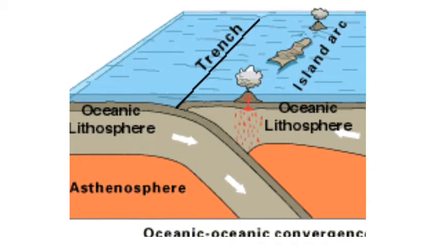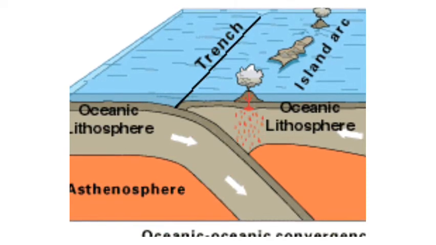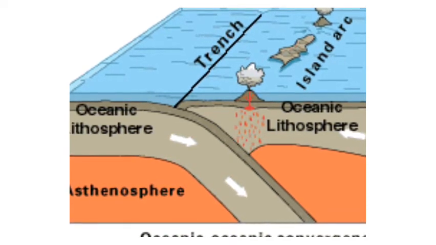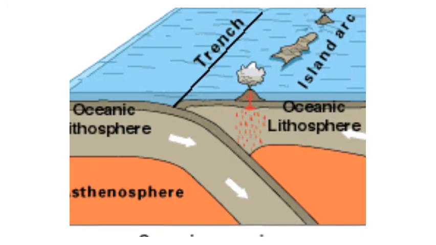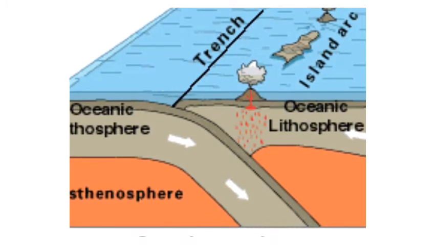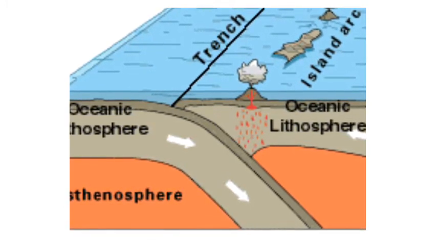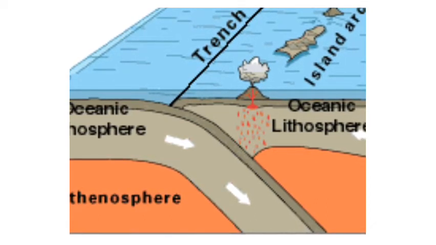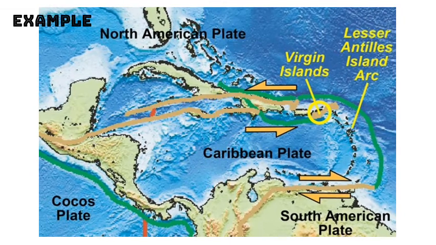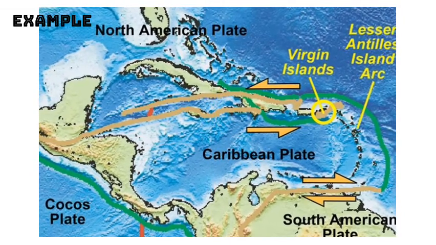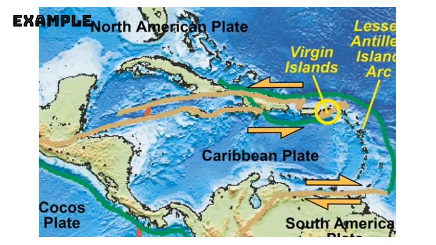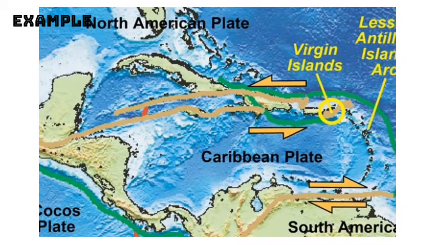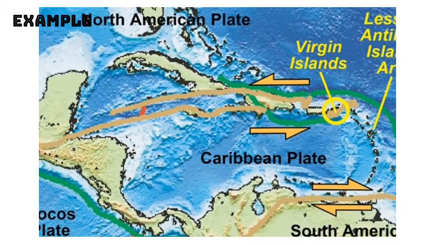Oceanic-oceanic is where two oceanic crusts converge together. Similar to oceanic-continental, one subducts underneath the other. This causes melting in the mantle rock above, which results in volcanoes from the ocean floor. This eventually causes volcanic island arcs. A great example of oceanic-oceanic convergence is the Lesser Antilles, which was produced when the Atlantic seafloor subducted beneath the Caribbean Plate.